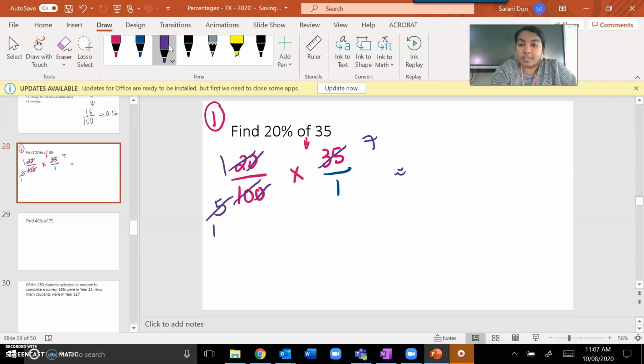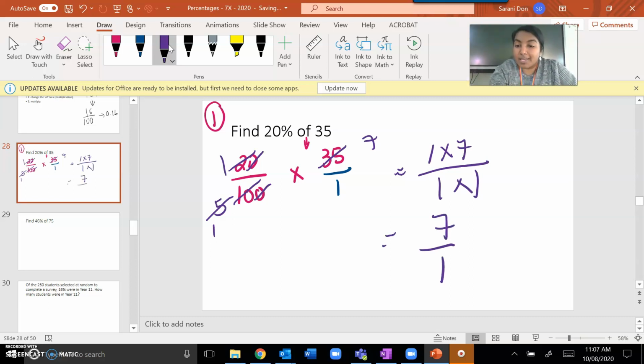So 1 times 7 is what I have at the bottom. And 1 times 1 times 7 is at the top. 1 times 1 is at the bottom, which makes it 7 over 1. And I can change that into 7. So that means if I had 35 lollies, 20% means I have 7 lollies. Remember, your answer is not in percentages because it's asking for an amount. It's not asking for a percentage. So hopefully that makes sense.